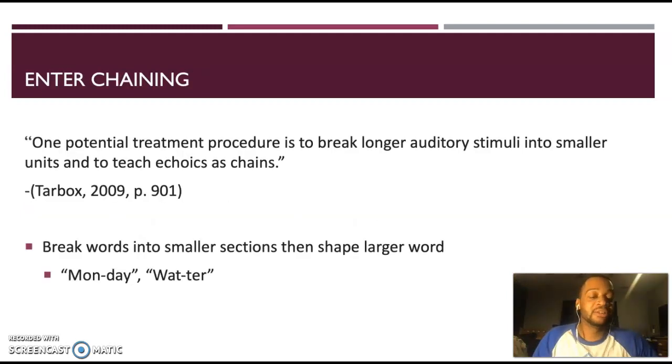Chaining as a method of teaching more complex echoics would be to split the more complex word into two simpler sounds. So, for example, I have the word water. To split into a chain, it would be say the word wa, reinforce, and then the word ter, reinforce. And once the learner is able to say the wa and ter, you would try to blend them together to create the more complex word water, which is actually one of the words I believe was used in the actual study.